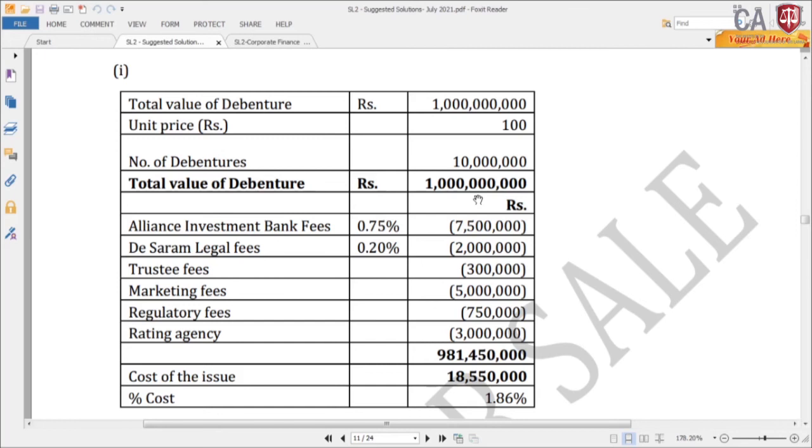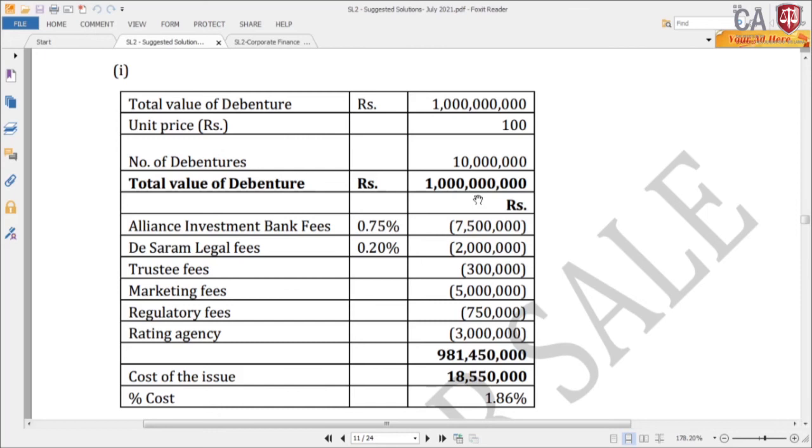Trustee fee, there are 2 components. Upfront you have to pay a trustee fee, that is 300,000, and there is an inflation-impacted trustee fee every year. But we are talking about year 0, how much net proceeds you are going to get. So therefore we don't take the future cost, we take only the trustee fee today, what you have to pay, 300,000. Marketing fee and the road shows and stuff, 5 million, which you reduce.